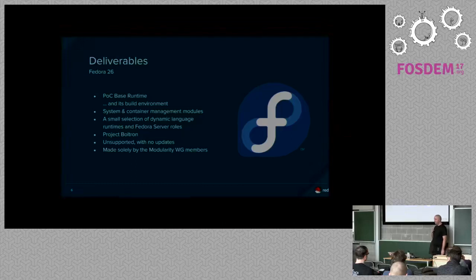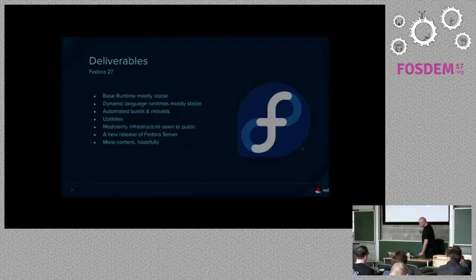For Fedora 27, we hope that base runtime will be much more stable. All the API will be usable. The packages that are not meant to be part of API will be repackaged and shipped differently, so that they couldn't be accessed by anybody who is not meant to be using them. The same for the dynamic languages runtimes. We hope to finish the System Python and Python 3 split, for instance.